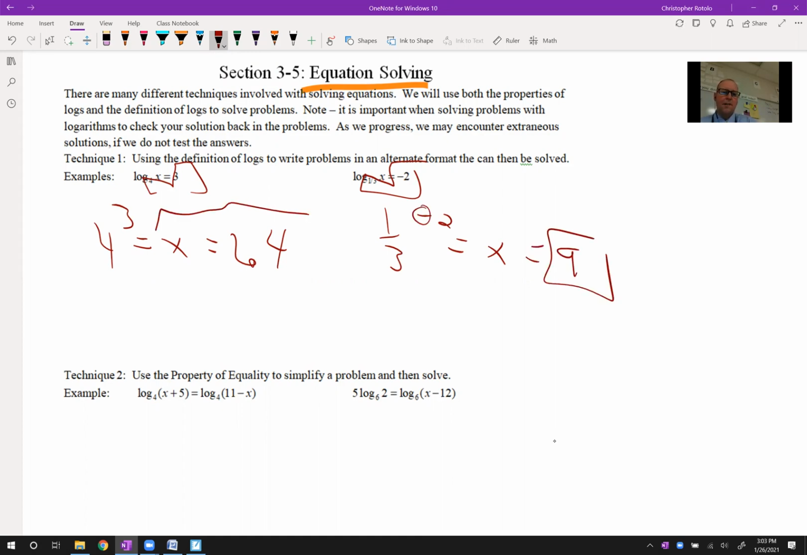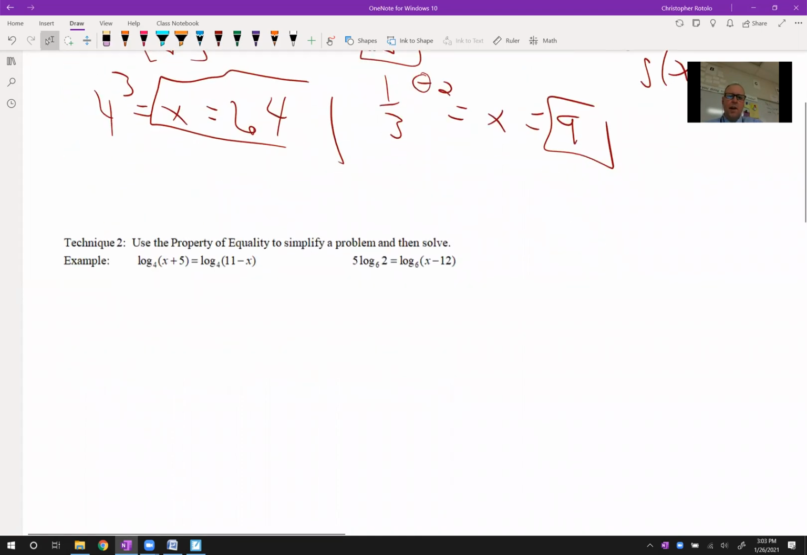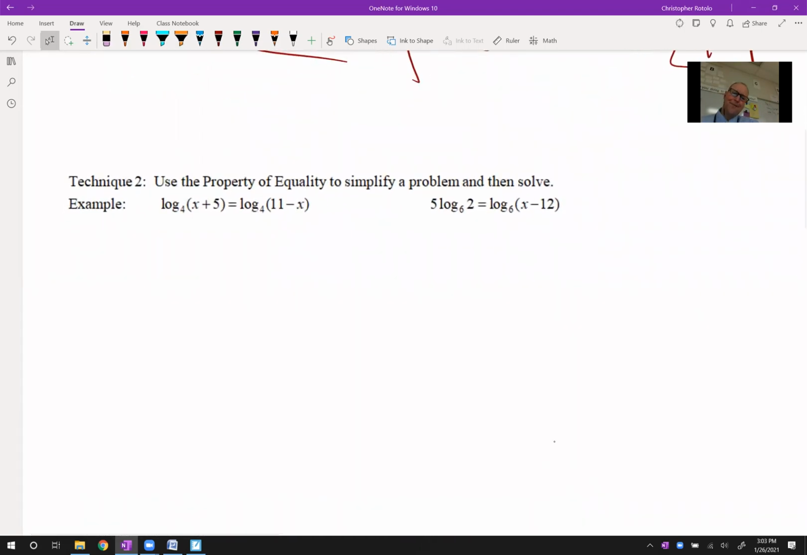Okay, so it's all about what's happening here. It's the type of problem we have. If it says log of x, all right, it needs changed. Needs changed.